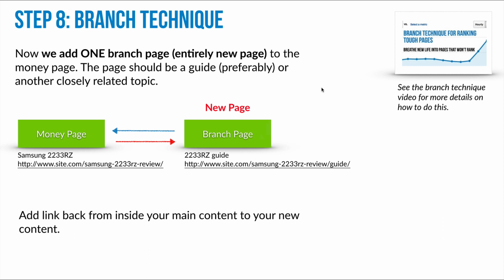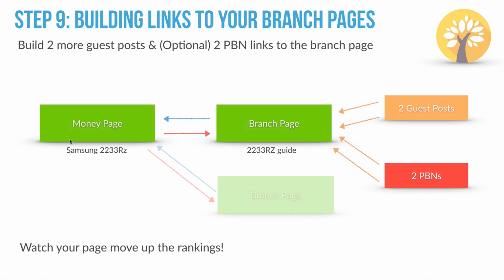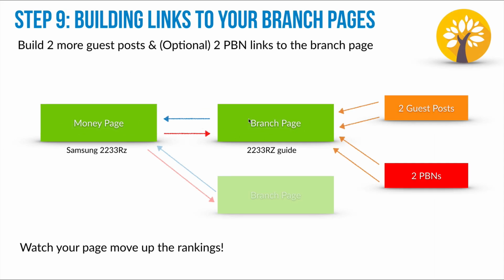If you want to see the entire guide on this, go watch the branch technique video. I walk you through it step by step. In WordPress, whenever you're creating a page, just select on the right hand side the parent page, and make your main money page the parent page. That will solve everything.